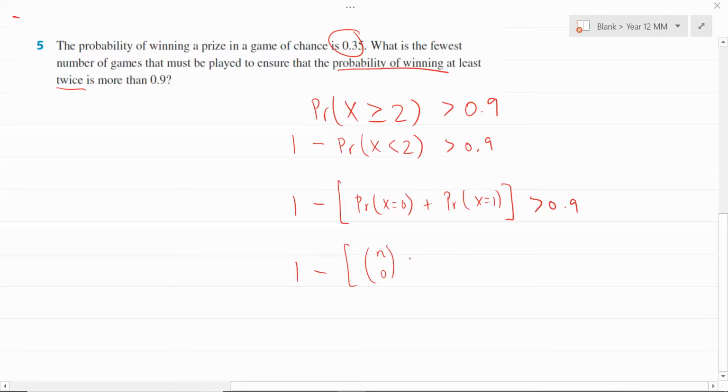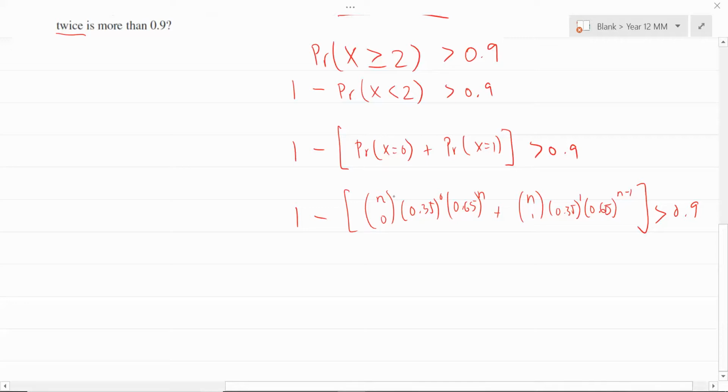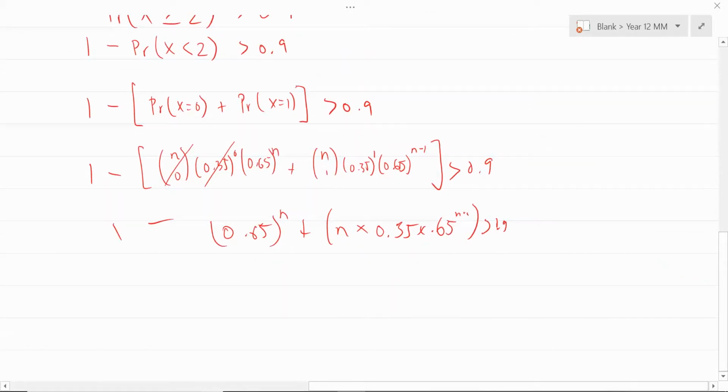N choose 0, probability was 0.35 to the power of 0, and then 0.65 to the power of n, and then plus n choose 1, where you have 0.35 to the power of 1 times 0.65 to the power of n minus 1. Okay, greater than 0.9, and we try to do this by hand because that simplifies down to 1 and 1, and then you get 0.65 to the power of n plus n choose 1, you get n times 0.35 times 0.65 to the power of n minus 1, right? Greater than 0.9.